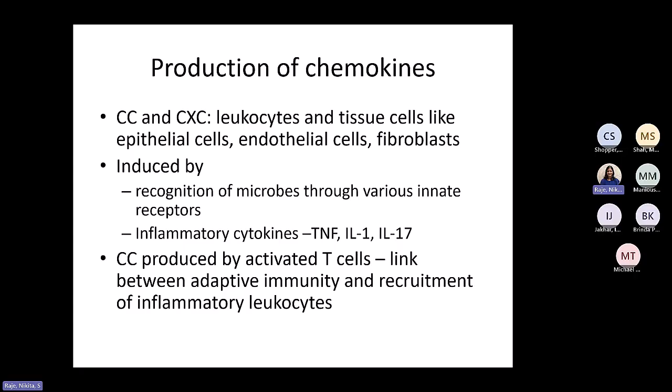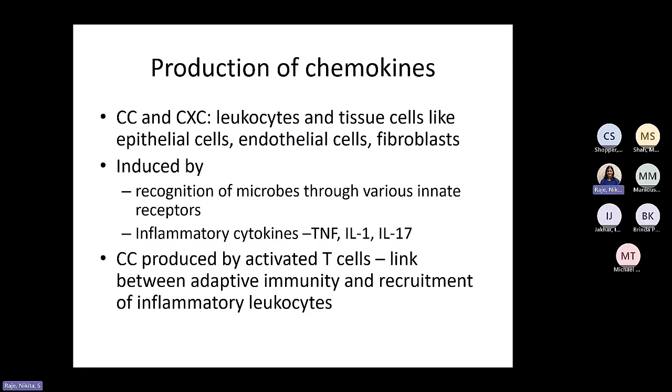These chemokines, CC and CXC, which means beta and alpha chemokines, are produced by leukocytes and tissue cells such as epithelial cells, endothelial cells, or fibroblasts. The production of these chemokines is induced by recognition of microbes through various innate receptors and by inflammatory cytokines like IL-1, TNF, and IL-17. The CC type of chemokines are also produced by activated T cells, and they are a link between the adaptive immune system and recruitment of inflammatory cells.